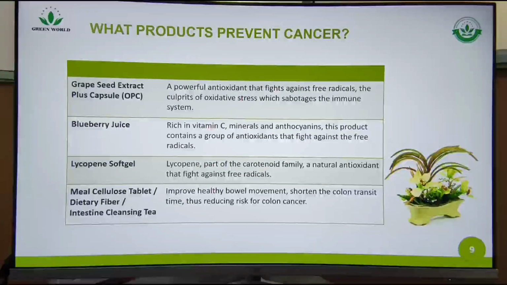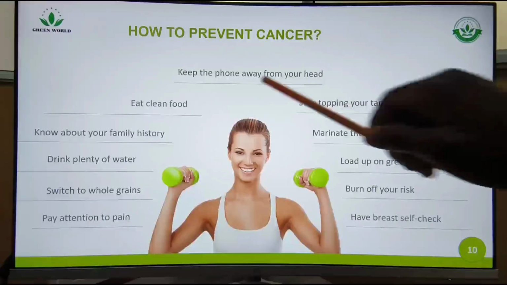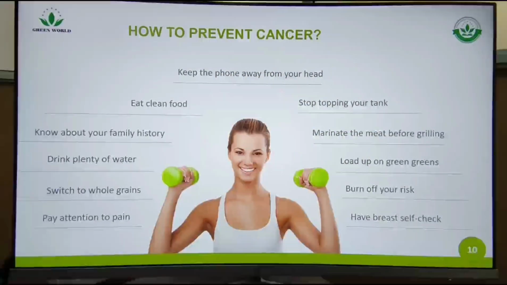Now on a normal living, apart from the medication, how can you prevent cancer just from the normal living? So there are ways on how cancer can be prevented, and number one is keep the phone away from your head. Now this one has been a very big challenge, and I experience it from so many people.